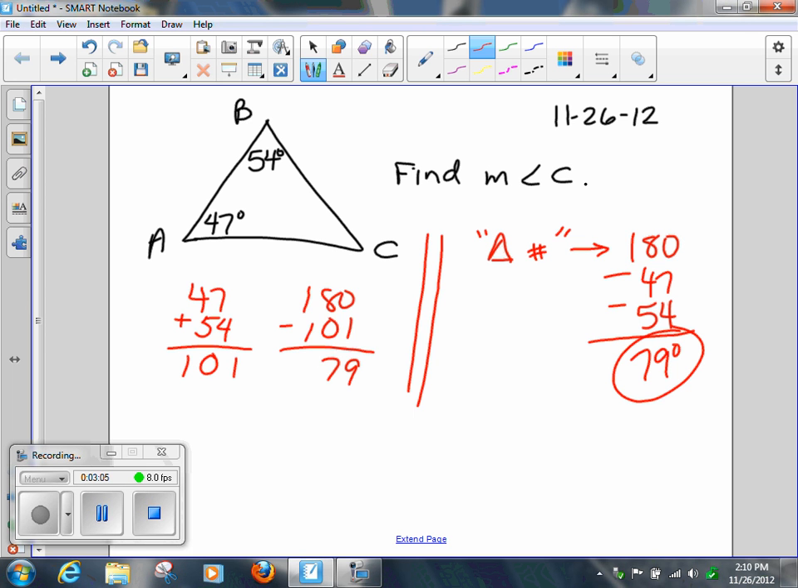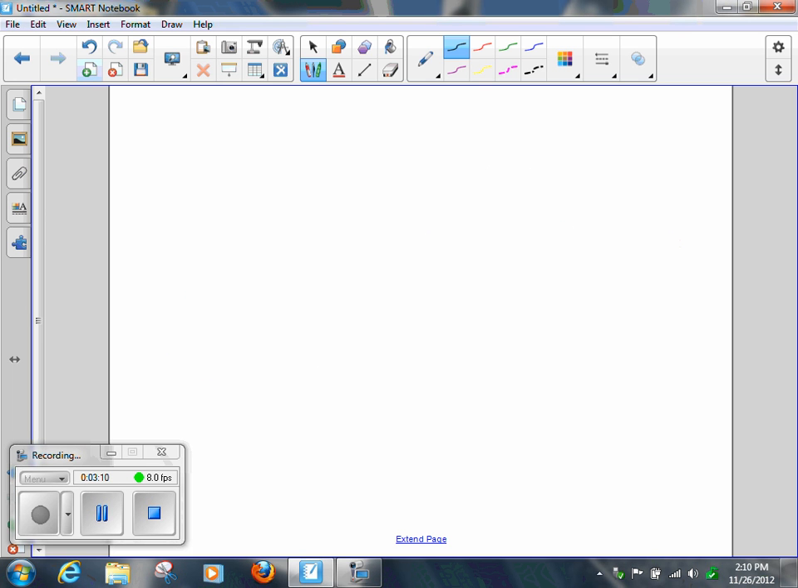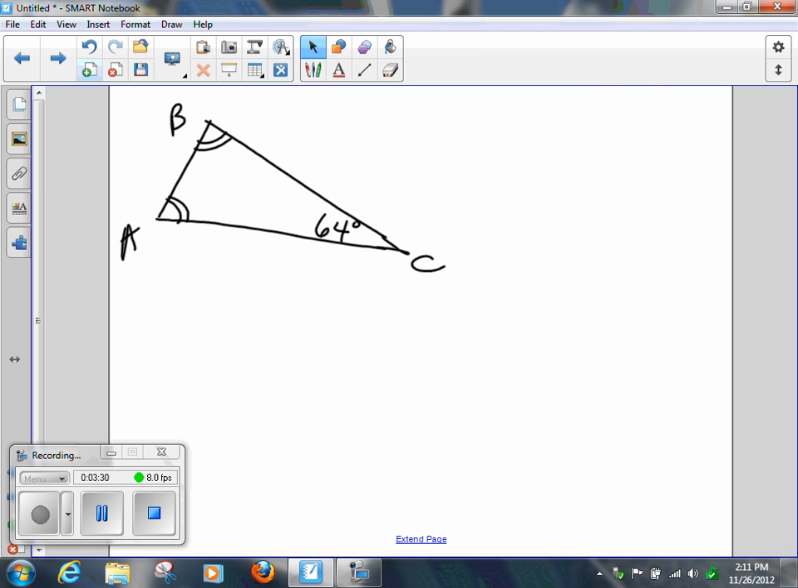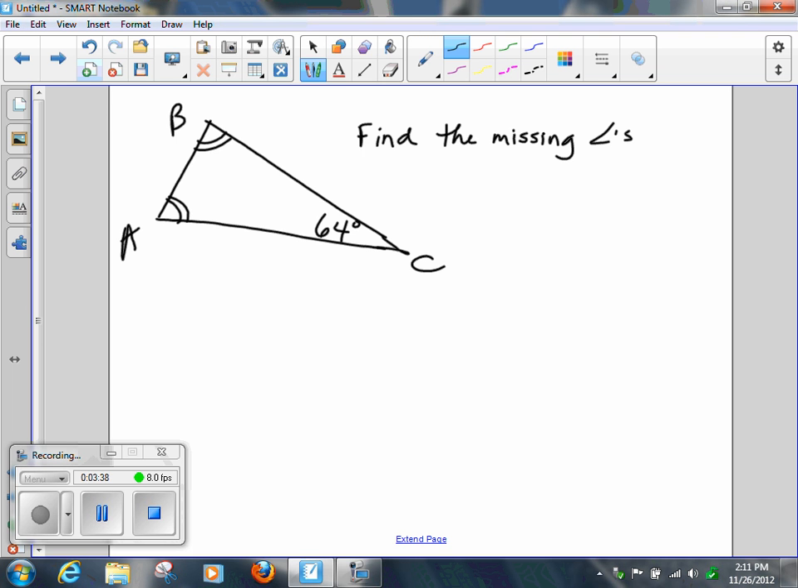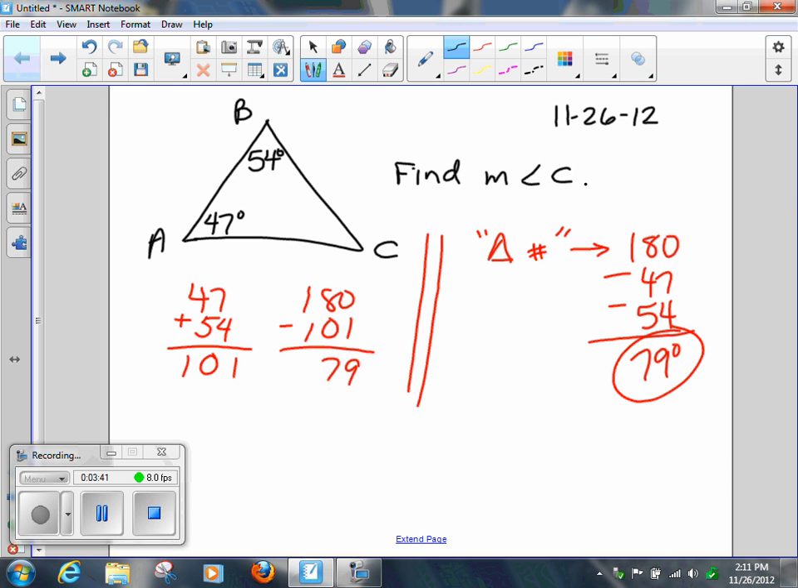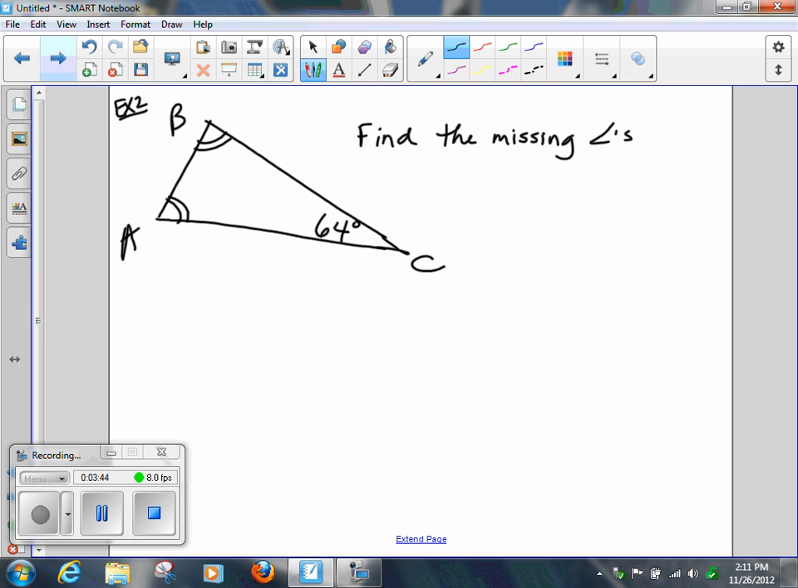Okay? You guys remember this, right? What happens when we have this right here? Again with triangle ABC. Ooh, let's do this one. Don't say anything out loud. I want you to find the missing angles, and this would be example 2. That's example 1. This is example 2.